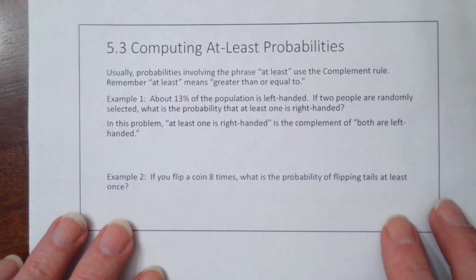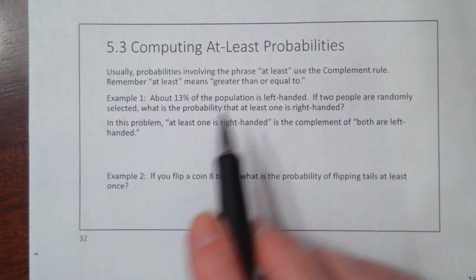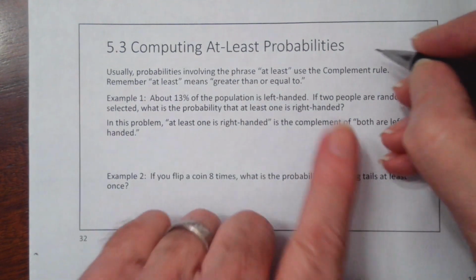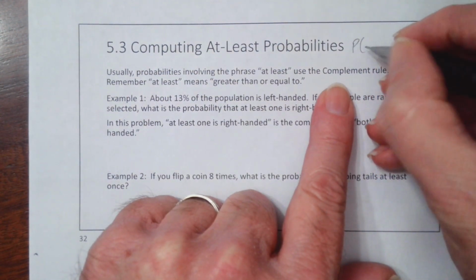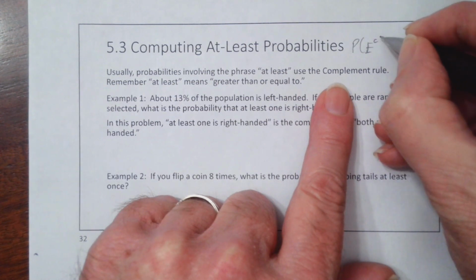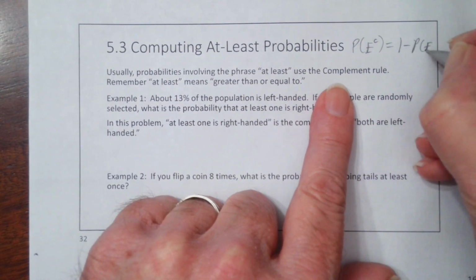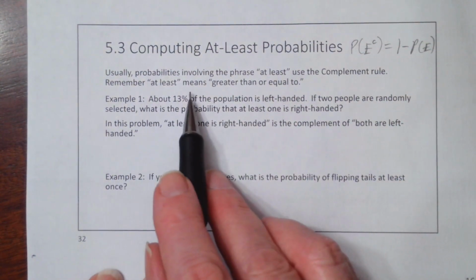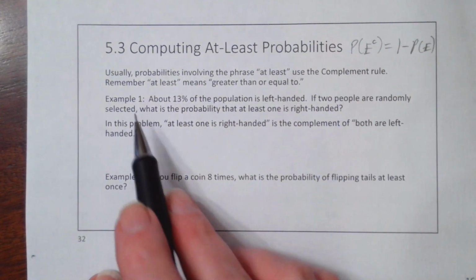And that would be computing at least probabilities. Usually, probabilities involving the phrase at least use the complement rule. Remember, the complement rule was that the probability of E complement is equal to 1 minus the probability of E. Remember, at least means greater than or equal to. So let's look at example 1.